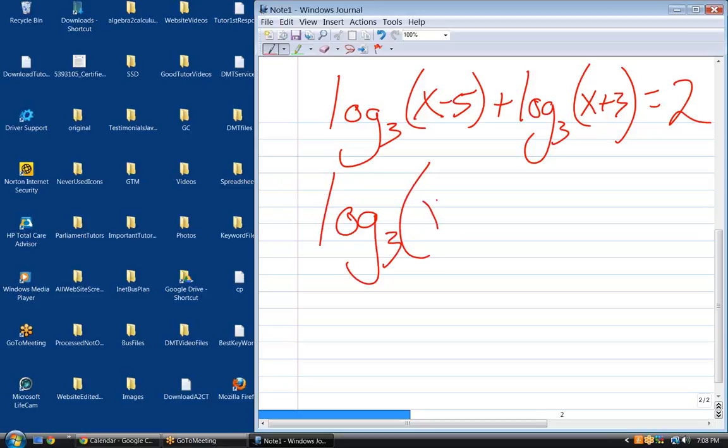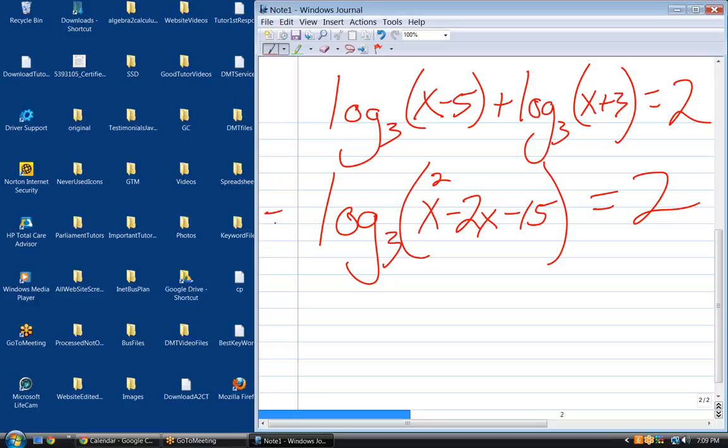And that is x squared minus 2x minus 15. In other words, I multiplied them together. Okay, now what? Convert it to exponential. No, not natural log. Convert it to exponential expression.